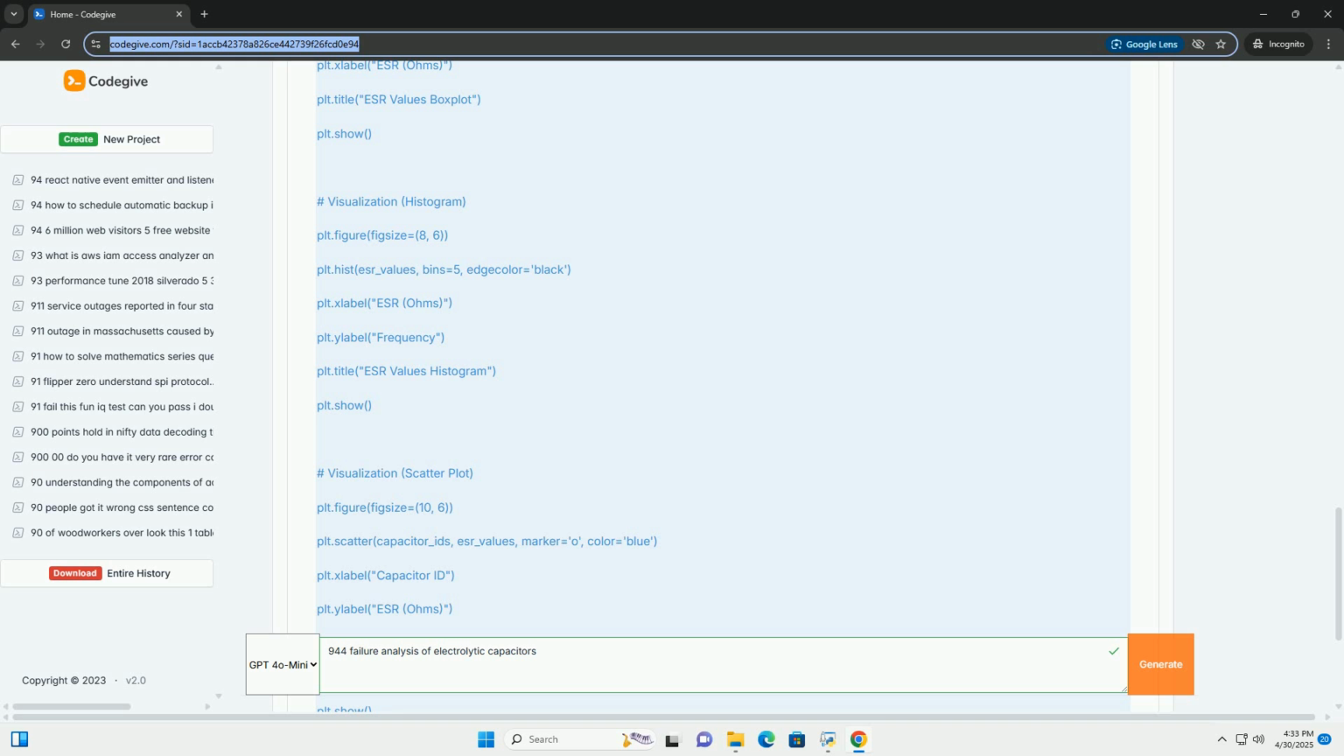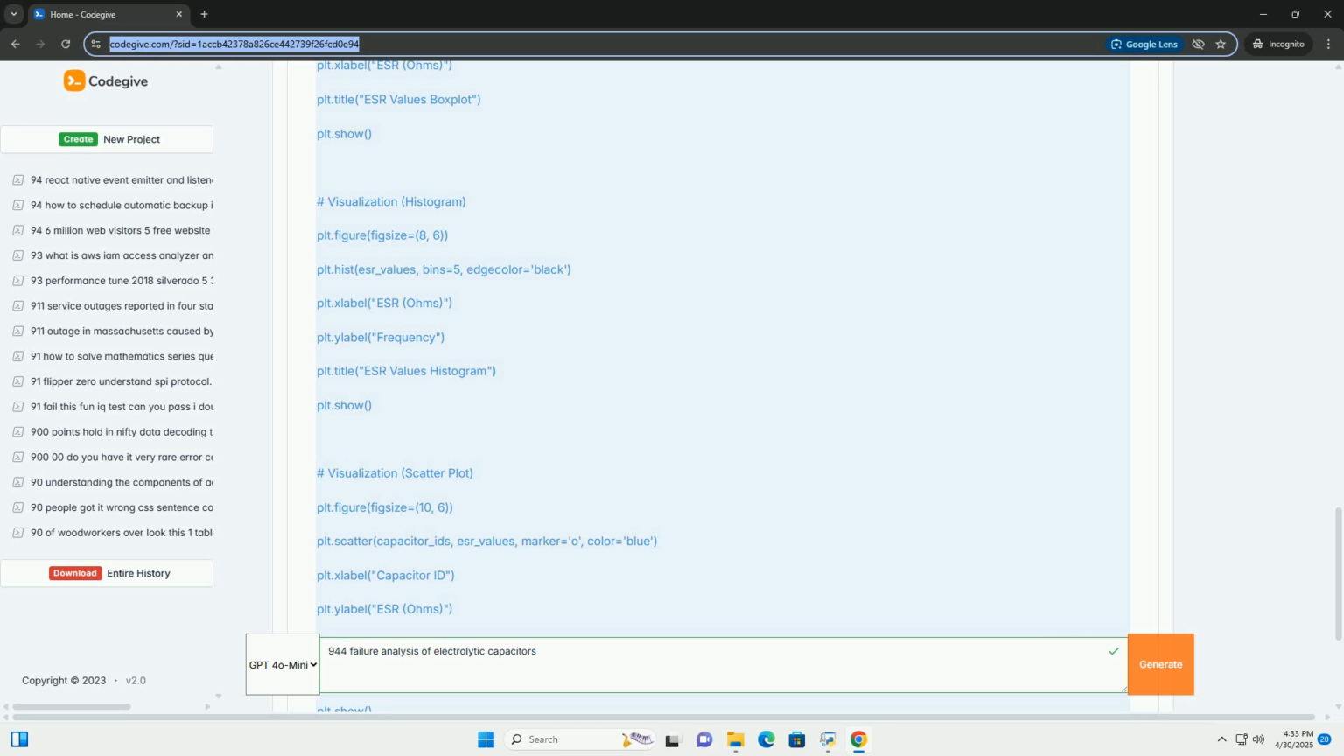ESL, equivalent series inductance. Another parasitic component. ESL is the internal inductance of the capacitor. While usually less critical than ESR, it can become significant at higher frequencies. Capacitance. The measured capacitance value, typically expressed in microfarads, µF.